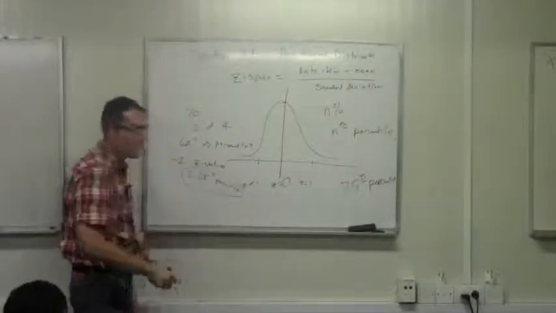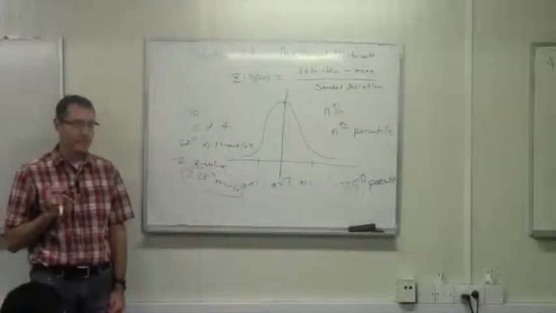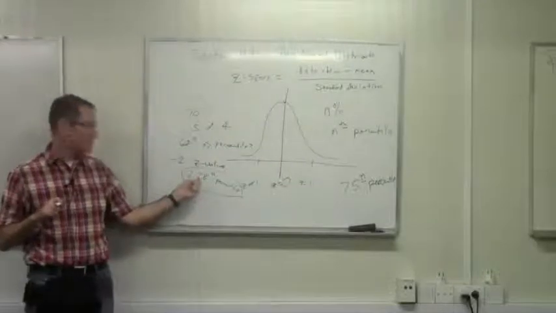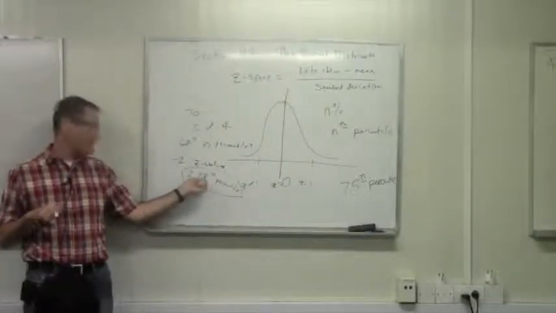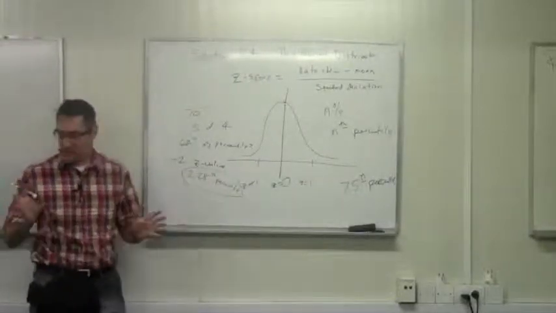Okay? What that means is most people are taller than you, right? Because that means that 2.28% were shorter than you. So that means 97% are taller than you. Okay, that's how you figure those out.